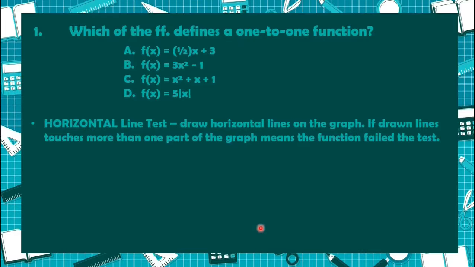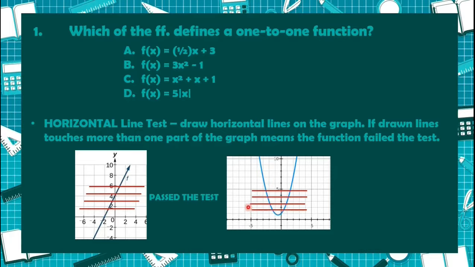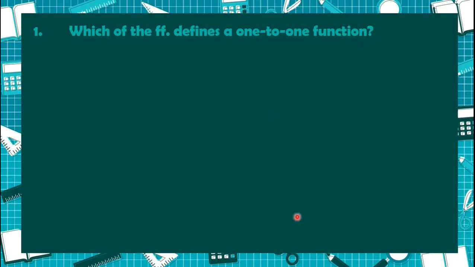And for the horizontal line test, you just need to draw horizontal lines on the graph, and if the drawn lines touch more than one part of the graph, it means the function failed the test. For example, this is our horizontal lines, and as we can see, only one part of the graph has been touched by our lines, thus this passed the test. Another example, as you can see, two parts of the graph have been touched by our horizontal lines, this part and this part, which means this failed the horizontal line test.